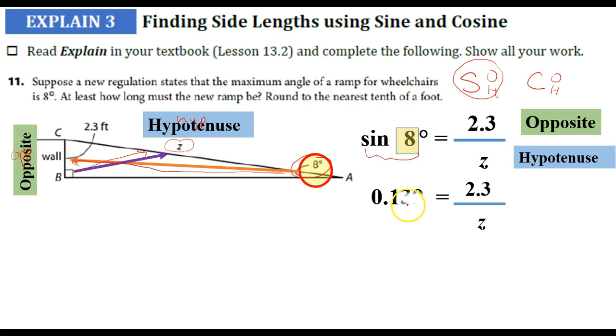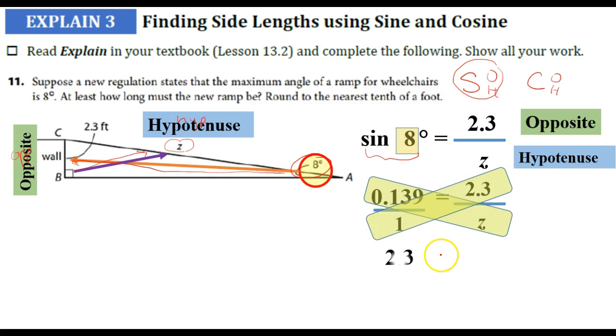And that would be about 0.139. We're going to put a 1 underneath it, and we're going to cross multiply. So 1 times 2.3 and 0.139 times z. And that would be about 2.3 and 0.139.